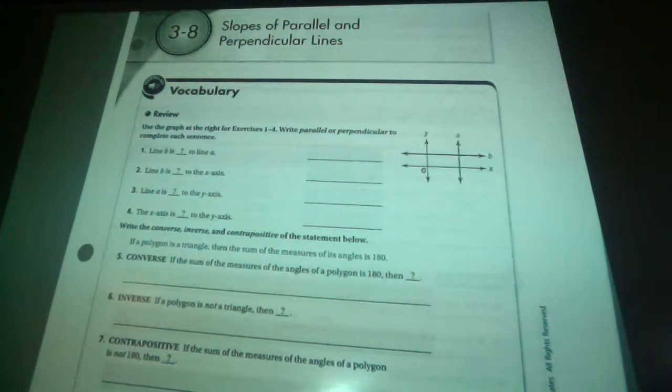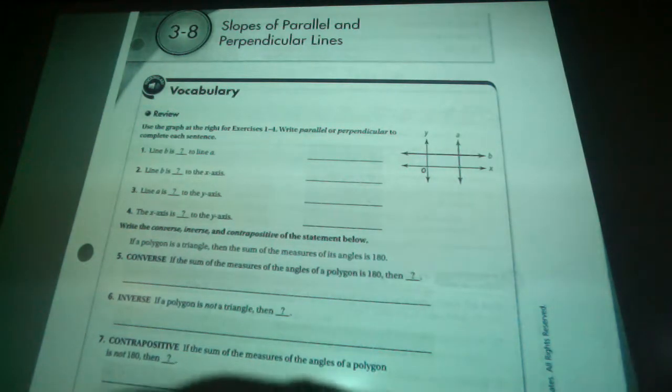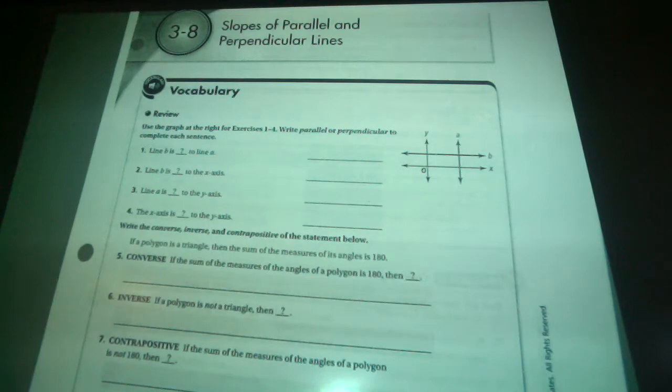Okay, so I'm only going to teach half of 3-8 today, and we'll do the other half tomorrow. So we're going to purely talk about parallel lines and how to write their equations and what their slopes are. So as you look at your review information, look at it.